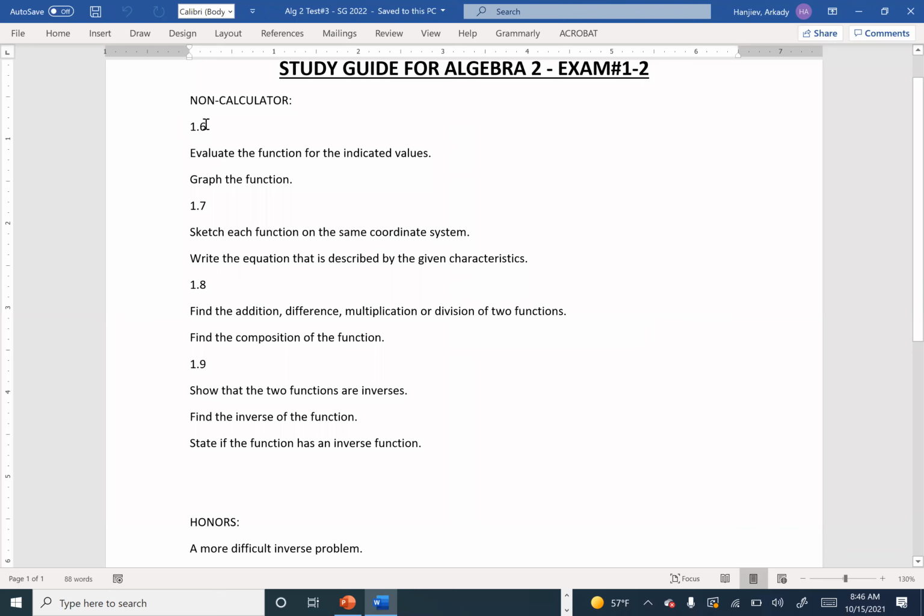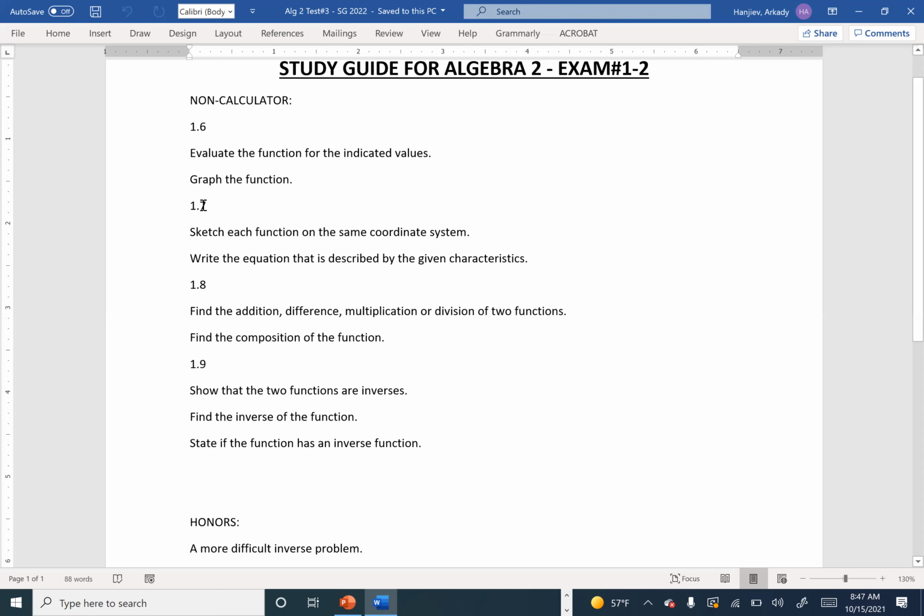So 1.6, if you go back to your homework, you should have something called evaluate the function for the indicated values. You should have something about graph the function. Remember, this is the parent function section, right? This is the one that you should know. I should say, graph for me the square root of x, and you should know it goes this way. Graph for me x cubed. You should know the way the graph goes.